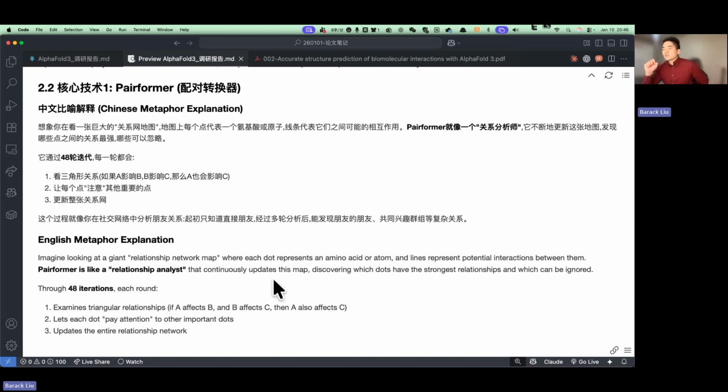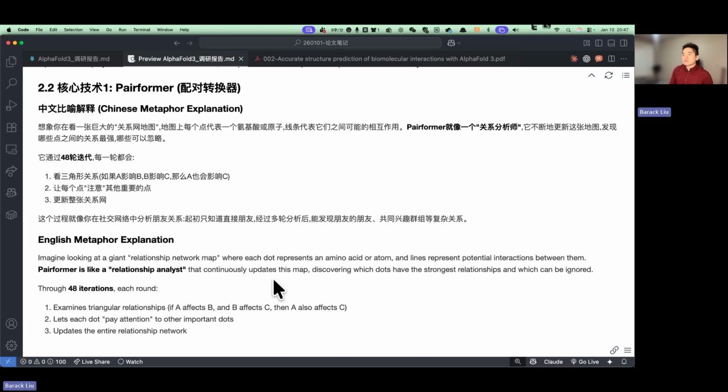Imagine looking at a giant relationship network map, where each dot represents an amino acid or atom, and the lines represent potential interactions between them. Pairformer is like a relationship analyst that continuously updates this map, discovering which dots have the strongest relationships and which can be ignored.